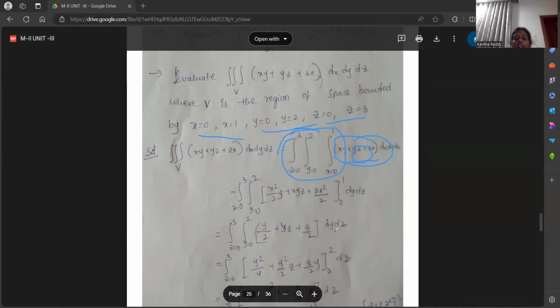Then again integrating with respect to y, what you are getting here is y square by 4 plus y square by 2 into z plus z by 2 into y. Why? Because what is the integration of y? Y square by 2. Here also y is there, y square by 2. Then z by 2 is there, only dy integration is y. Apply the limits 0 to 2.